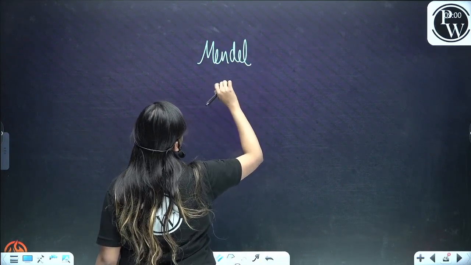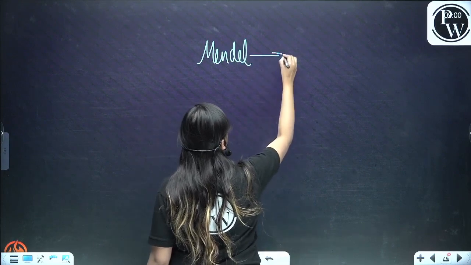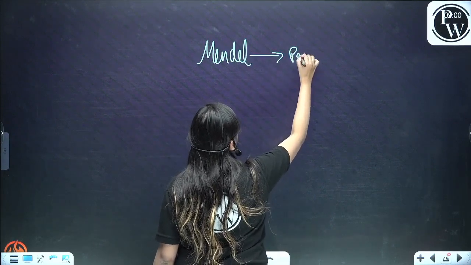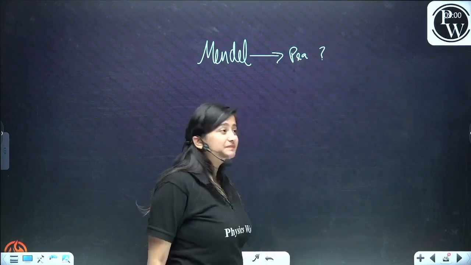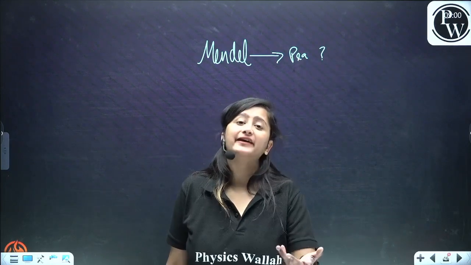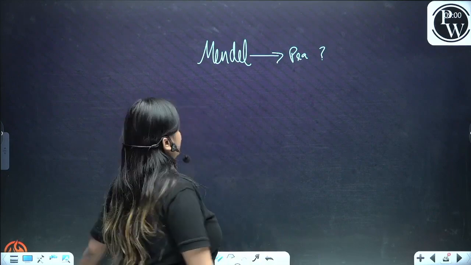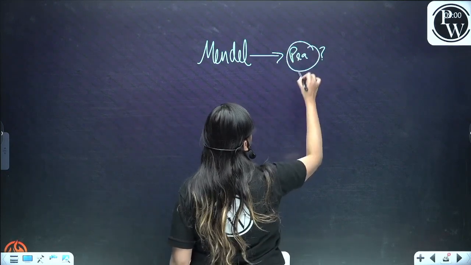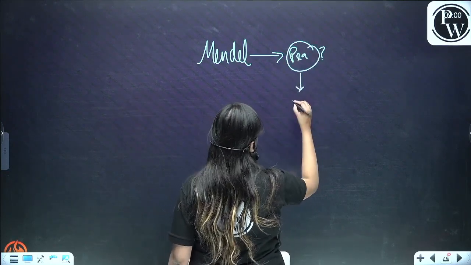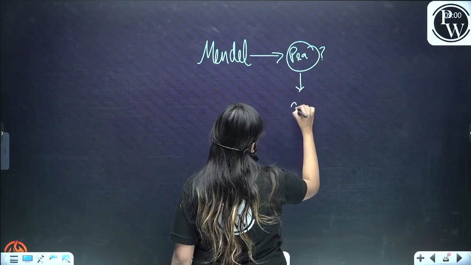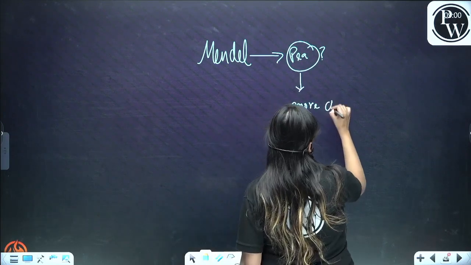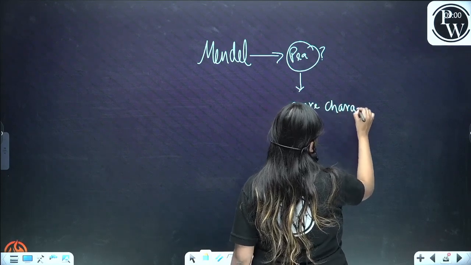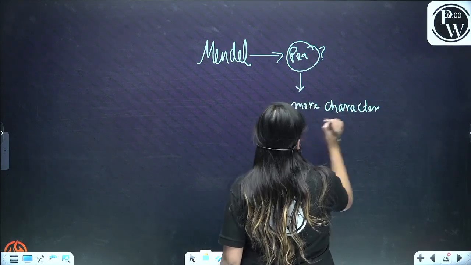Mendel has taken the pea plant. Now, why has he taken the pea plant? Why only pea? Why, ma'am? Because the pea plant has more characteristic features to be observed, more characters, and a short lifespan.